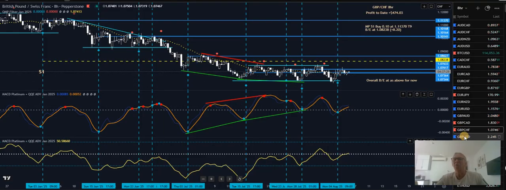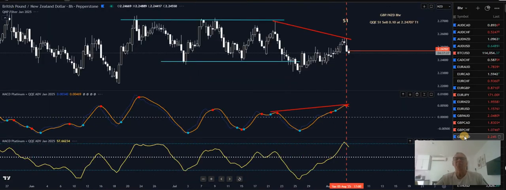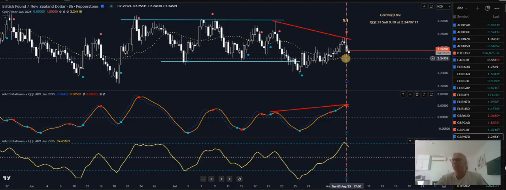That's the Pound Swiss. Pound New Zealand in a sell. It's just taken the last candle.